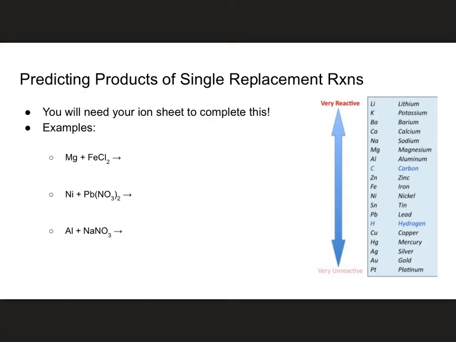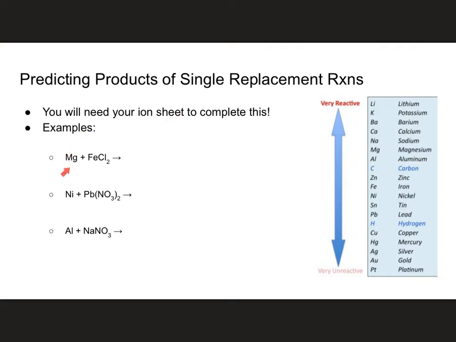So when you see single replacement reactions and it's asking you to predict what's going to form, you're going to need two things. You're first of all going to make sure that you've got the activity series handy. And the second thing you're going to want is your ion sheet. Without both of those, you can't really do these effectively.